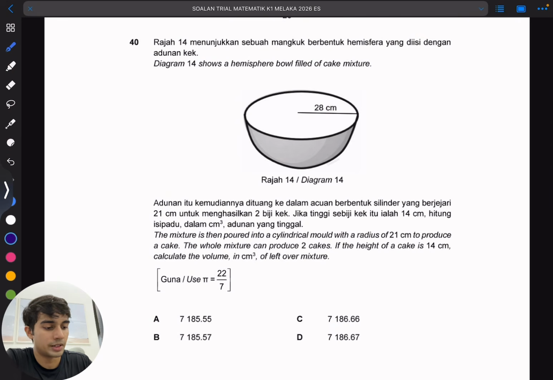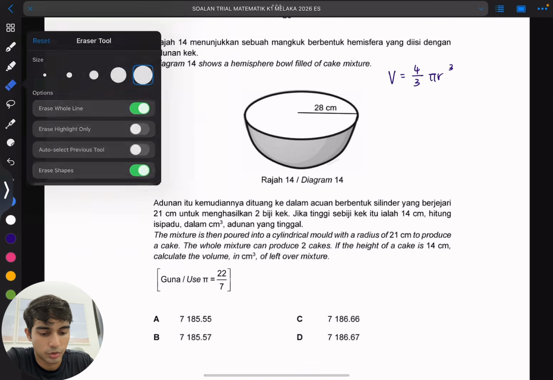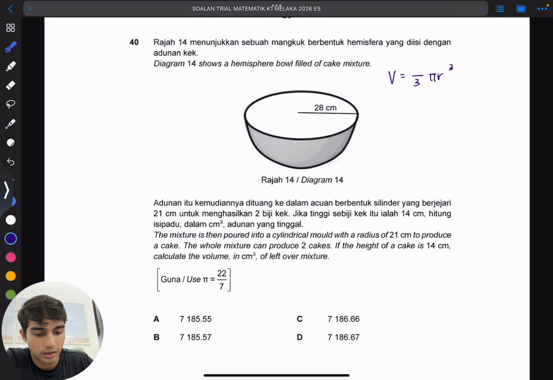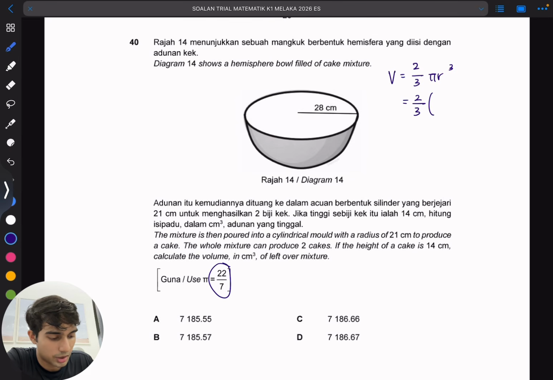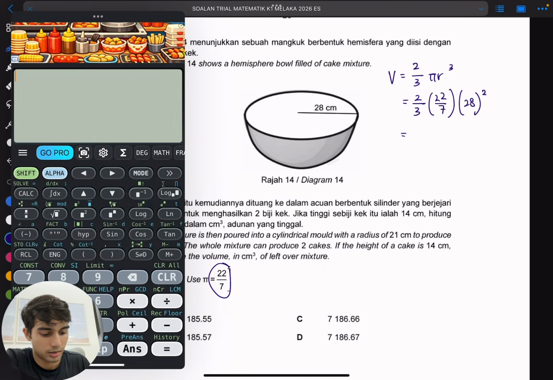So a whole sphere, the volume is 4 over 3 pi r cube. Hemisphere means half a sphere. So we have to divide this value by 2. So if you divide 4 over 3 by 2, you will get 2 over 3. So this is the amount of cake mixture we have. 2 over 3, pi they say use 22 over 7. Radius is 28 square. 2 over 3 times 22 over 7 times 28 square.